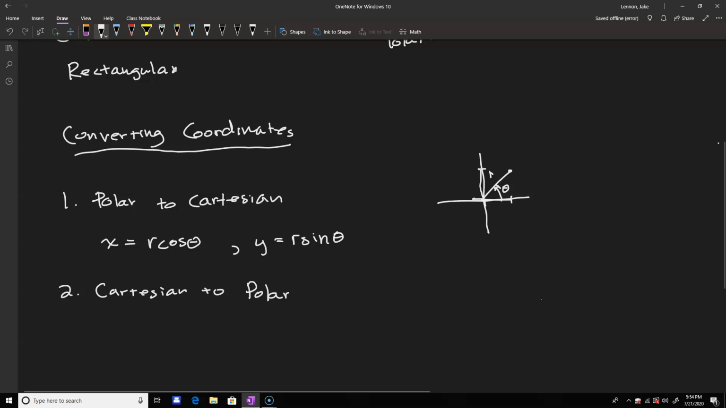So what about going from Cartesian to polar? Well, if we have an x and a y, no matter where it is, we're essentially trying to find the hypotenuse of a right triangle. This is going to be our x, this is going to be our y, and if we want to find r, we can just use the Pythagorean theorem. So we know x squared plus y squared must equal r squared.